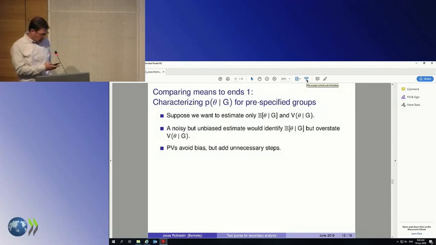Okay. So if you use the plausible values, the average plausible value conditional on G is an unbiased estimate of E of theta given G, and the distribution of them conditional on G is an unbiased estimate of the variance of theta given G.